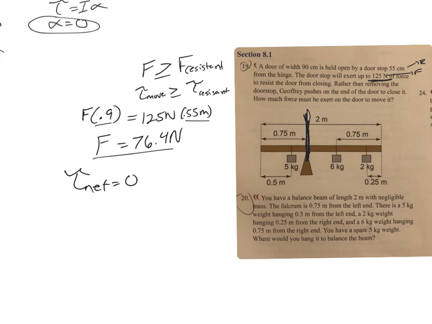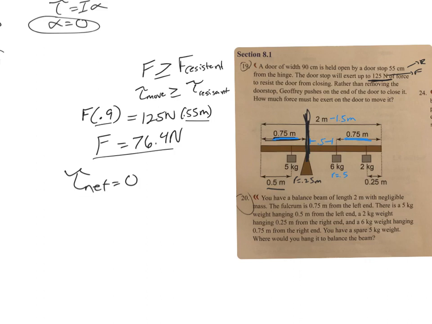So let's figure this out. So we've got 0.5 meters from the edge. It's 0.75 meters to the fulcrum here. So the 5 kilogram is going to have a radius equal to 0.25 meters. The 6 kilogram, we've got 0.75 and 0.75 accounted for, but we need this distance here. So that means that there is 0.5 left over. 0.75 plus 0.75 is 1.5. 2 minus 1.5 is 0.5. So the 6 kilograms, the radius is 0.5.